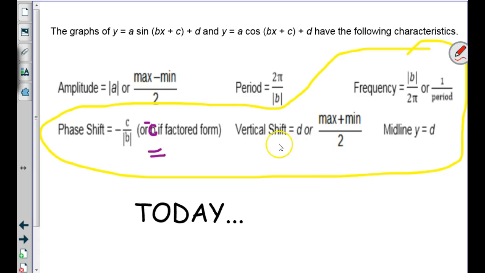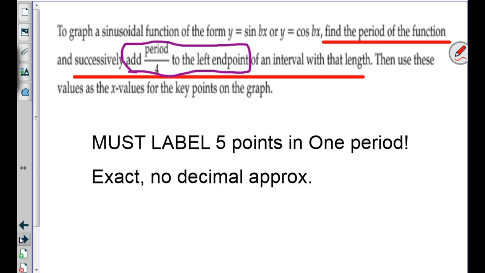We're doing vertical shift, okay? The vertical shift is going to be this number that's added or subtracted onto the back, and the midline is going to be whatever that is. If you were given a graph, you would find it this way, but we're just doing shifting today. So it'll go above and below that midline, whatever the amplitude is. When we get to phase shifts, you're going to have to do this, but that's not necessarily going to be today.